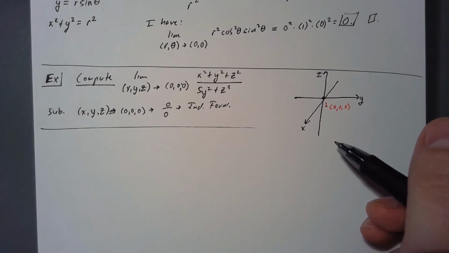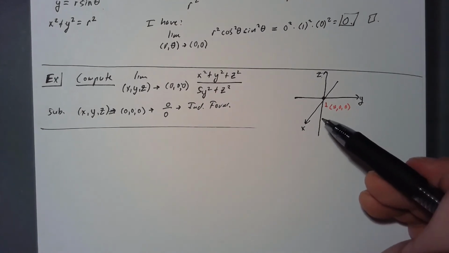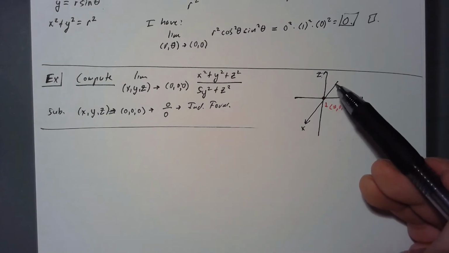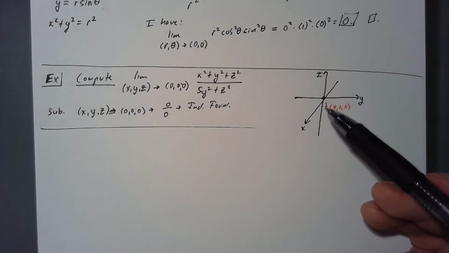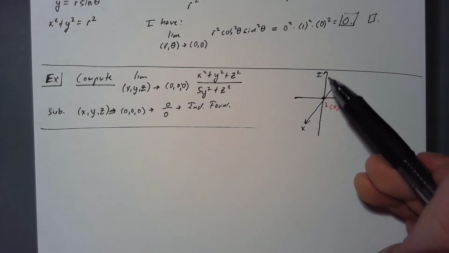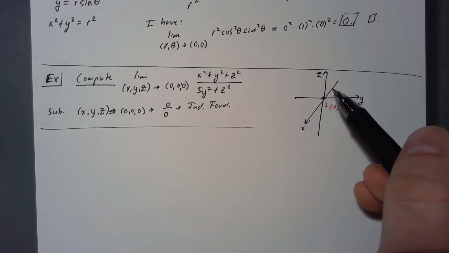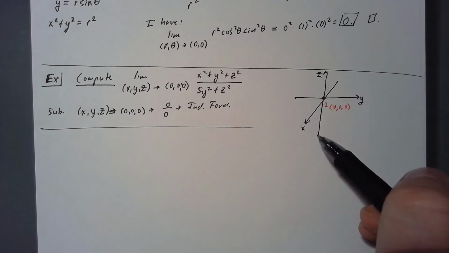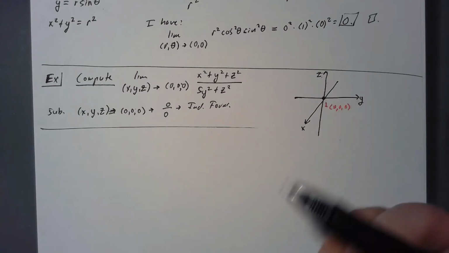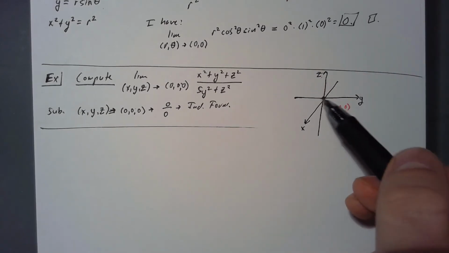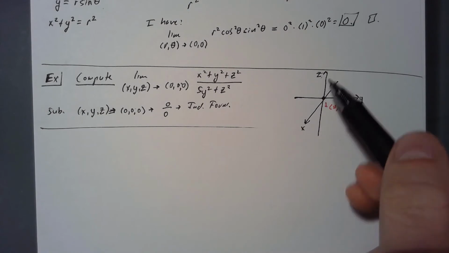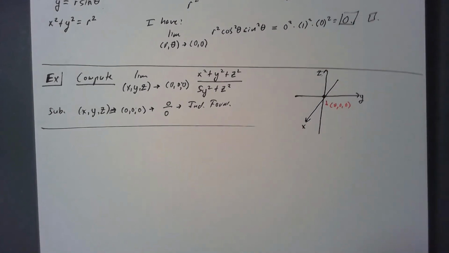So the most basic way to try this, as you saw in the previous examples, is to start with the axis lines. So approach 0, 0, 0 along the x-axis, the y-axis, the z-axis. I just need 2 values. So you could try the x and y-axis, the x and z-axis, any combination of those 3.